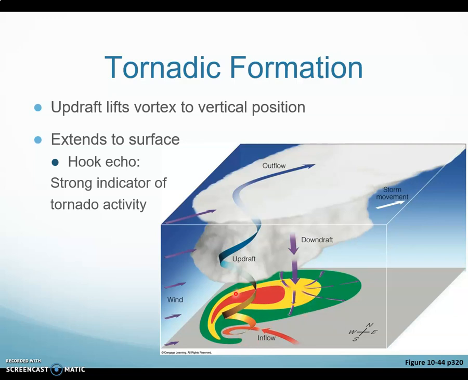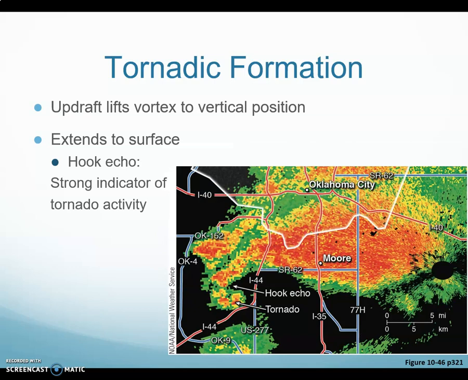And you end up with a radar signature that looks kind of like a hook. So we call this a hook echo. And whenever you see that on a radar, it is a strong indication of tornadic activity. Here is an actual radar image in Moore, Oklahoma.